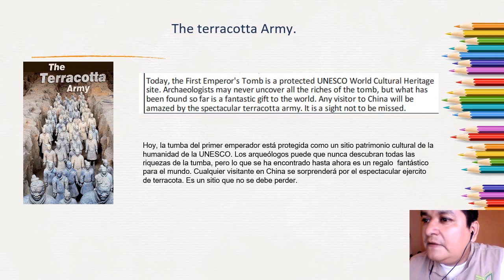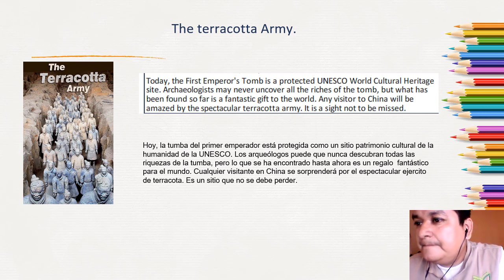Today, the first emperor's tomb is a protected UNESCO World Cultural Heritage Site. Archaeologists may never uncover all the riches of the tomb, but what has been found so far is a fantastic gift to the world. Any visitor to China will be amazed by the spectacular terracotta army. It is a sight not to be missed.